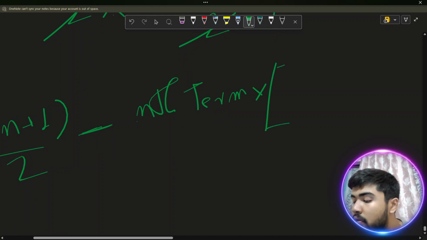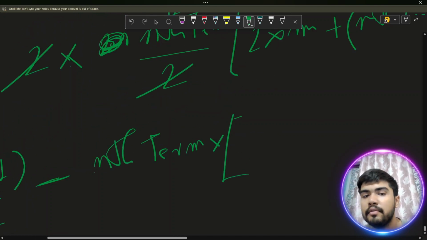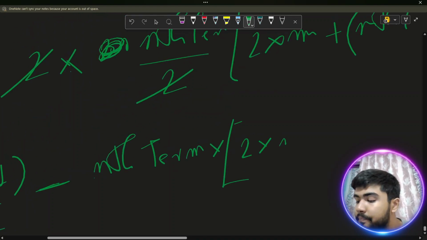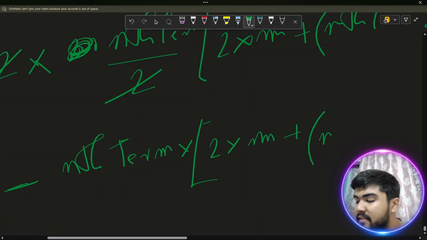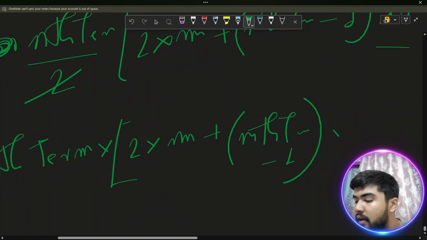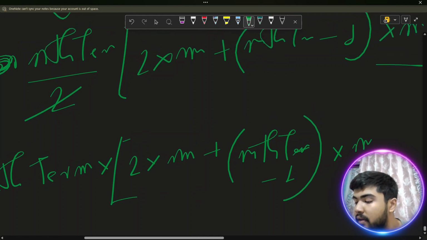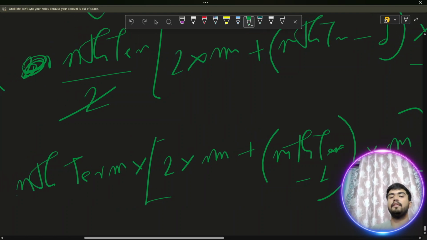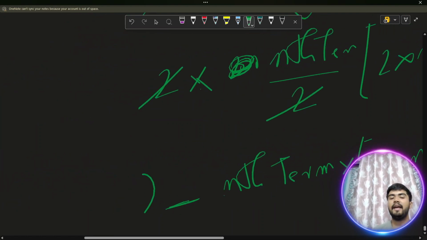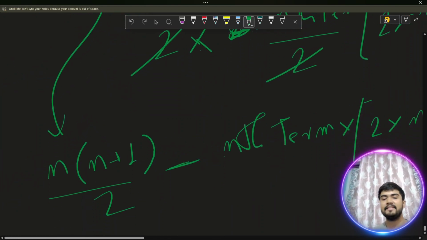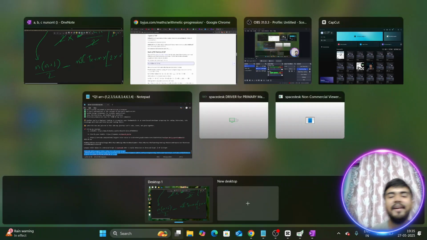Nth term into there is some factors. What are those? 2 into m plus nth term, the same thing that we have written, nth term minus 1 into m. So our d is nothing but our m. Yes, the problem is this only. So these things we just need to calculate, and we can return. Yes, we can do. So now we can go to the code iterations.